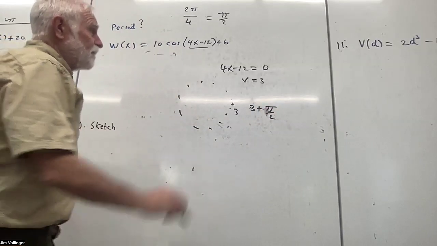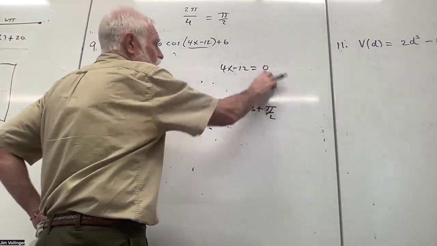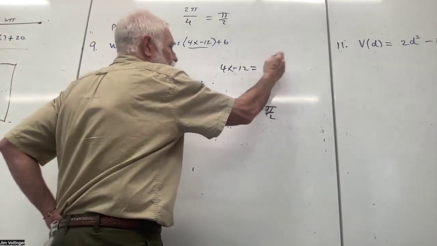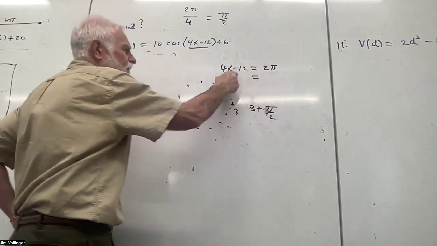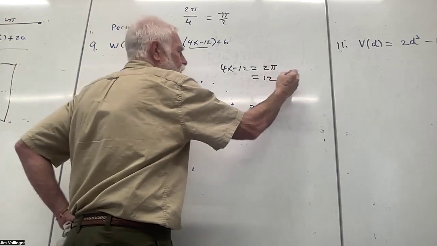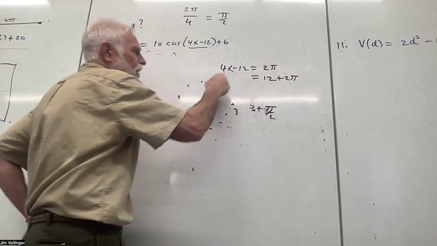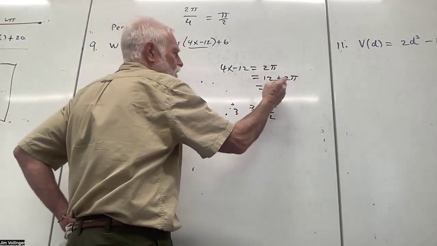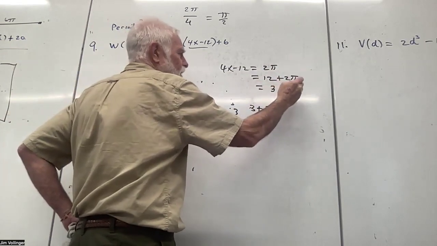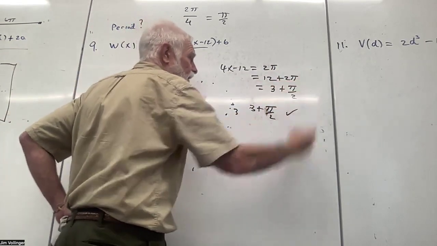Yeah, I guess that's it, because I solved this for not 0 this time, but for 2 pi. So let's see what happens. Well, I think I can bring the 12 over, and I think I can divide by 4, both of them. 3 plus 2 pi divided by 4 is pi over 2. Oh yeah, I get that.